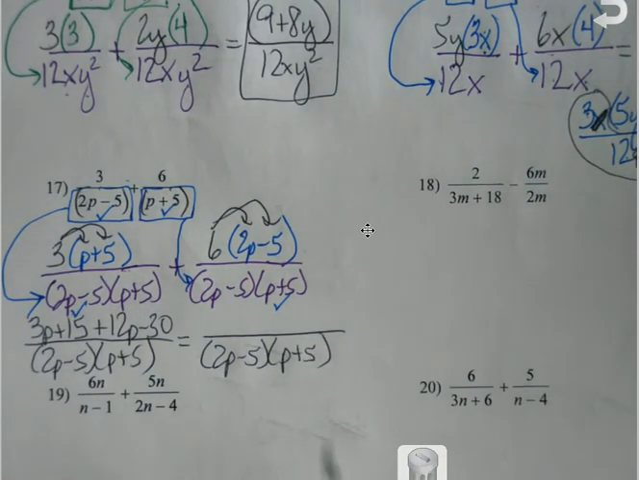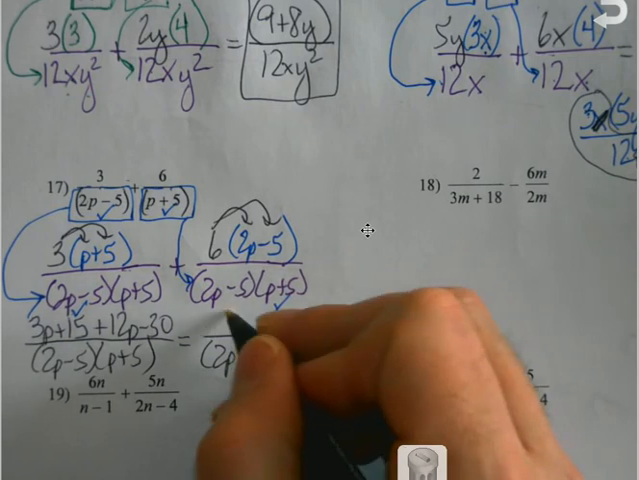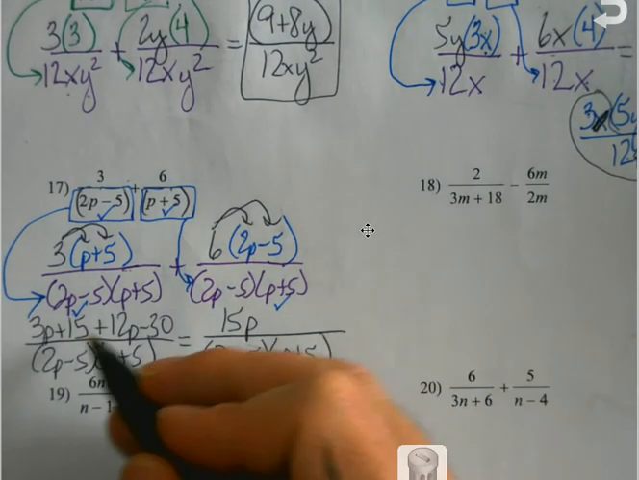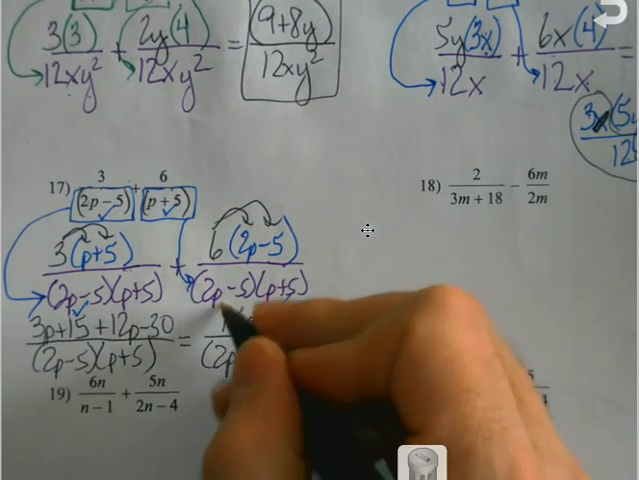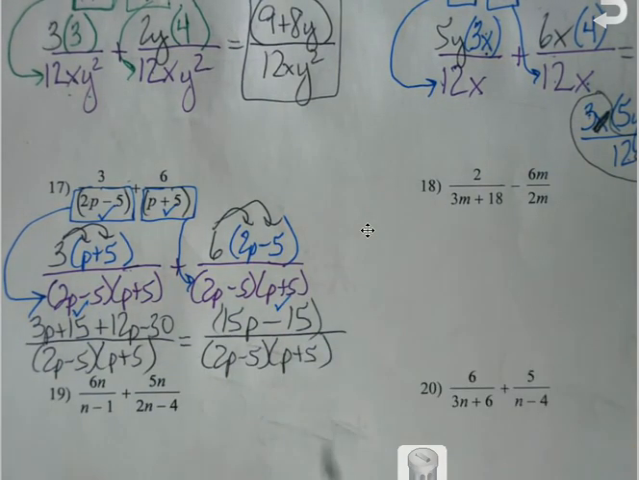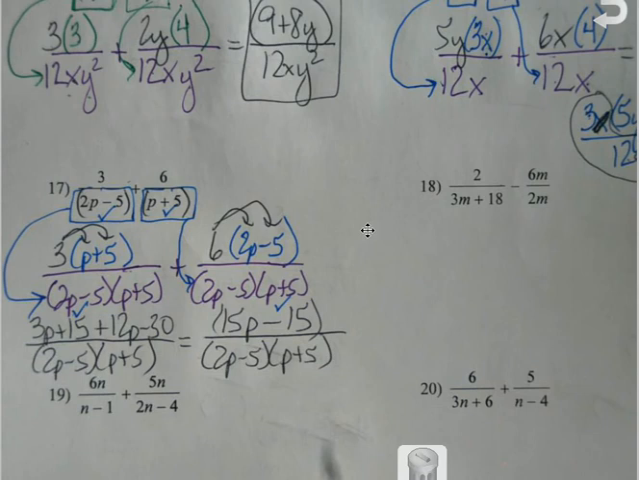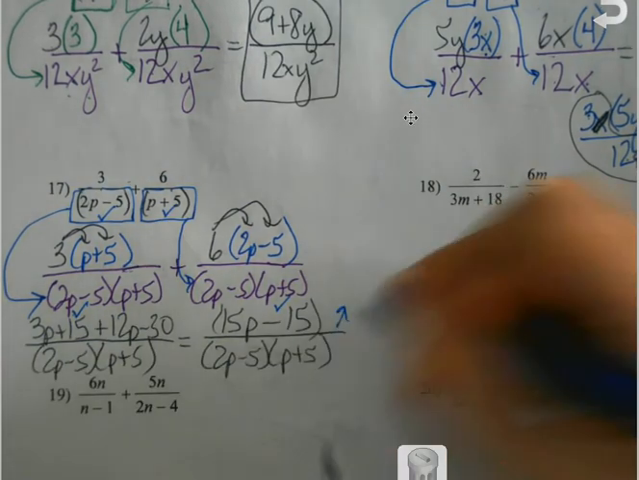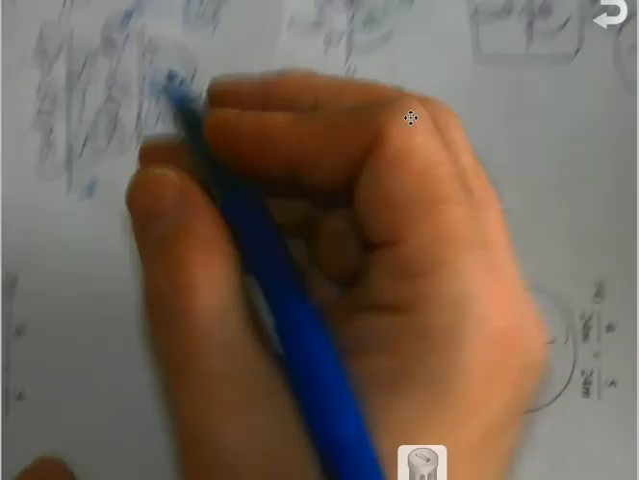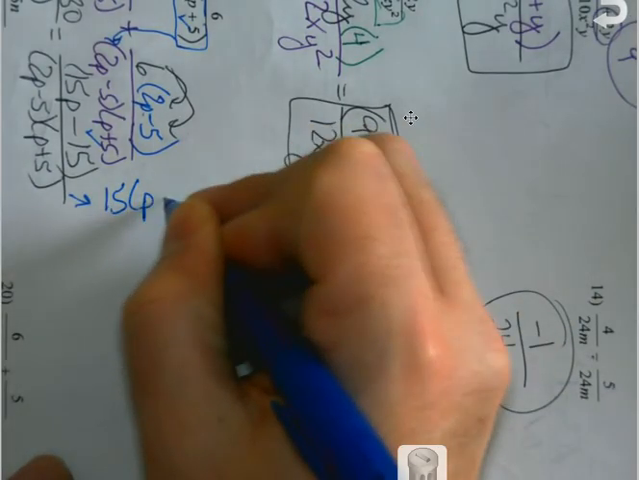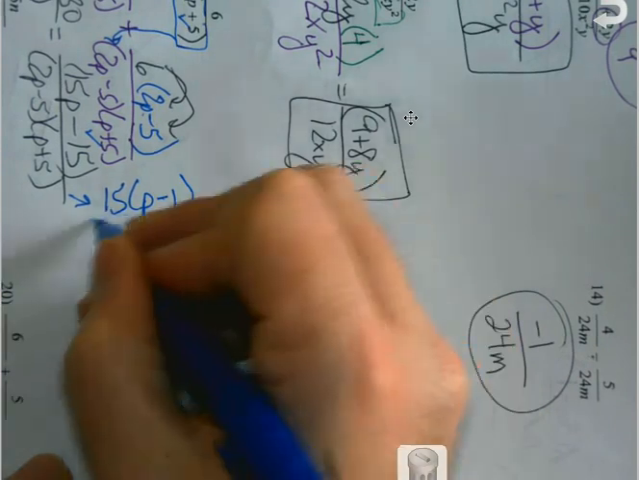So I'm going to look and say, okay, like terms. 3p plus 12p is 15p. 15 minus 30 is negative 15. Parentheses. Before you circle it, give it one last peek. Look at your numerator. Is there anything in common in your numerator? 15. We're going to go sideways here, people. They're like, whoa. So I factor out my 15.